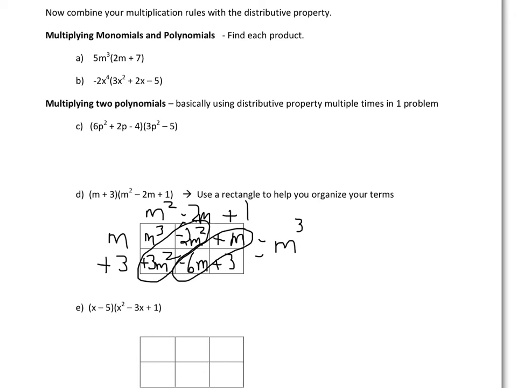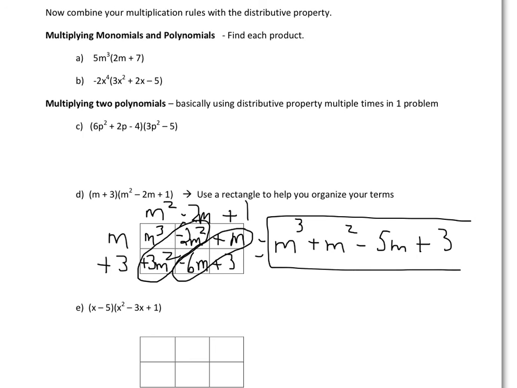If I add 3m squared and negative 2m squared, 3 plus negative 2 gives me a positive 1m squared. And then negative 6m plus 1 more m would be minus 5m. And then in the bottom right corner, we still have plus 3. This would be how you would multiply a binomial times a trinomial using the box or the rectangle method.